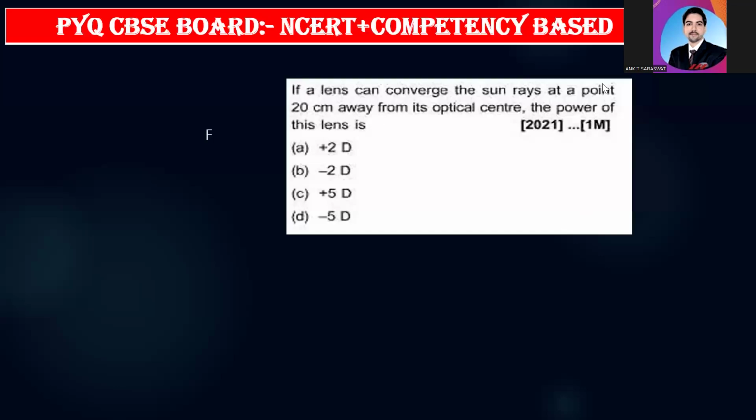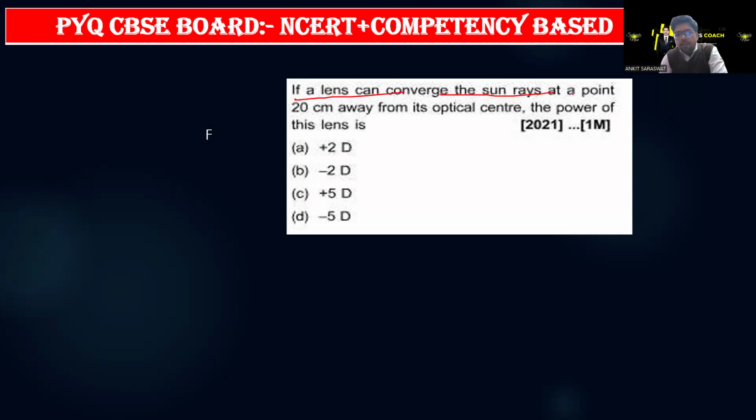Hi everyone. In this question, let us read the question first. If a lens can converge the sun rays at a point 20 centimeter from its optical center, then find the power of the lens. Very easy question. Stop the video and solve. Okay, so it's a very easy question, they are saying converge.